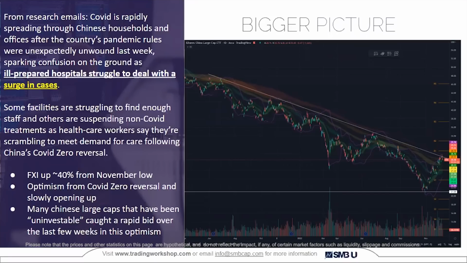So that, in combination with FXI, the Chinese large cap stocks being up 40% from November lows, and the overall concept of many Chinese large caps having been uninvestable, this has caught a rapid bid over the last few weeks in this optimism. So that's why we're up so much in this. They announced they're opening up that sector. The Chinese ADRs really traded strongly. New catalyst comes in. Hospitalizations are up, COVID is up, unintended consequences creep in, a catalyst perhaps for a pullback.